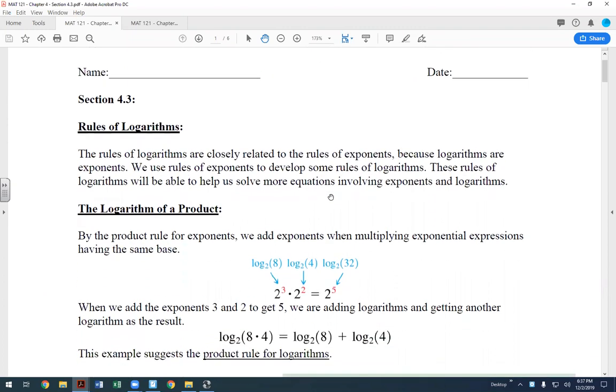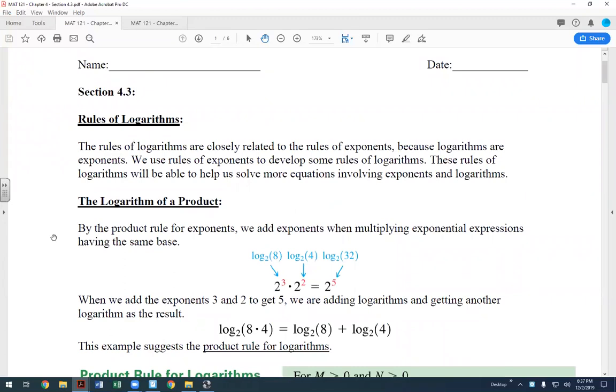So as you will notice, again, we've got the product rule. We'll also be looking at the quotient rule, the power rule for logarithms, and a couple more into that. So let's start out with our product rule for exponents.